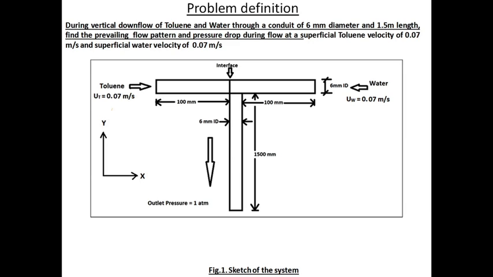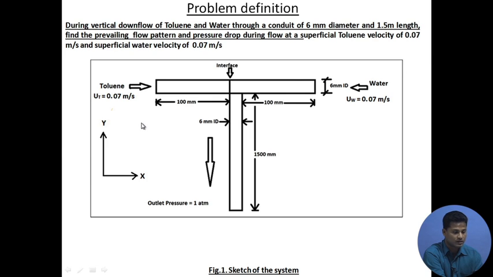So, our problem is this: this is our geometry, a T shaped millimeter size channel, and we have a two-phase downflow situation. And the fluids which will be used are toluene and water. Toluene is an organic liquid, water is aqueous.